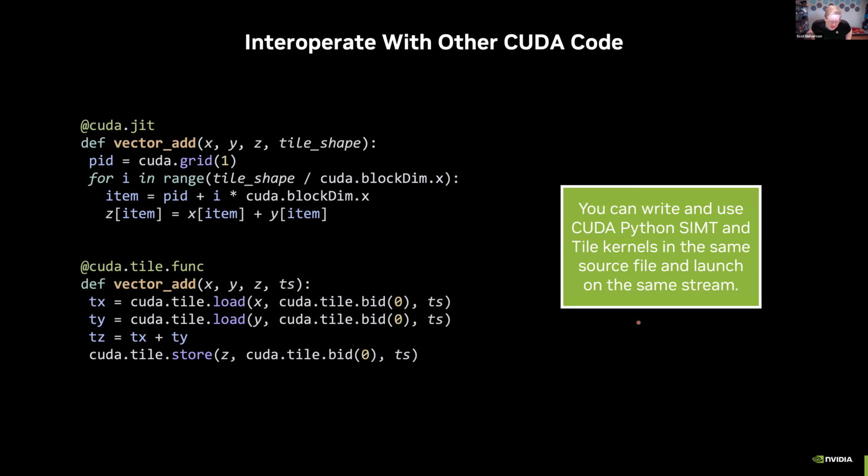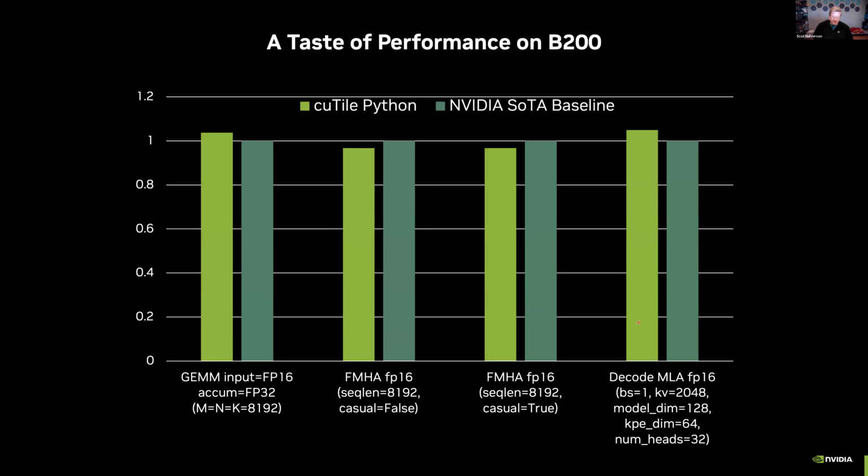And as a consequence of that, it's interoperable with other CUDA code, right? So you can do a traditional CUDA kernel. Here we've defined just-in-time compiled vector add operation alongside a CUDA tile function. These can coexist in the application and even in the same source file, and you can launch them on the same stream. So interoperable if you want to operate in CUDA in some cases and CUDA tile in others. That's completely doable across languages even.